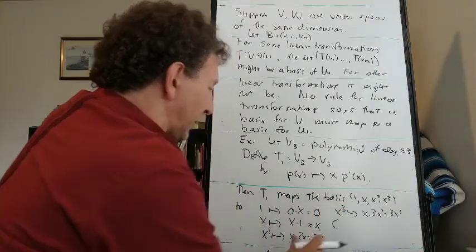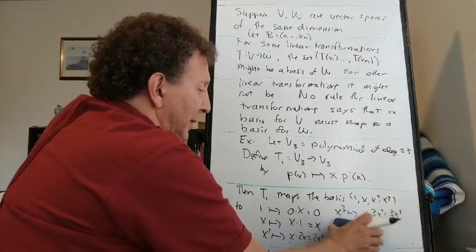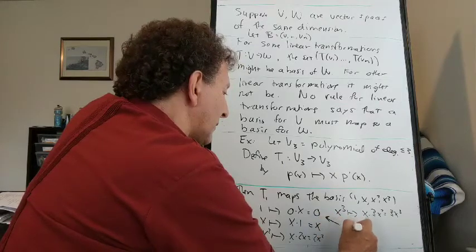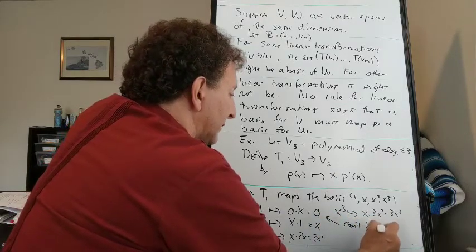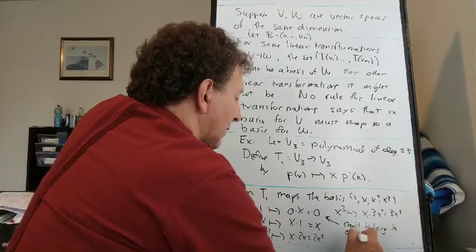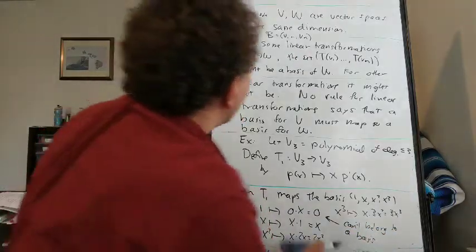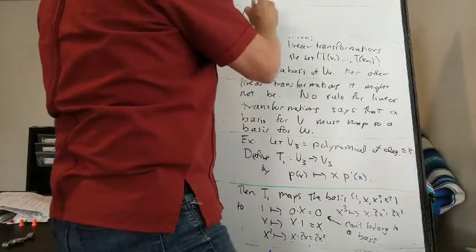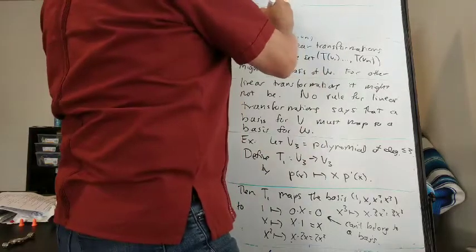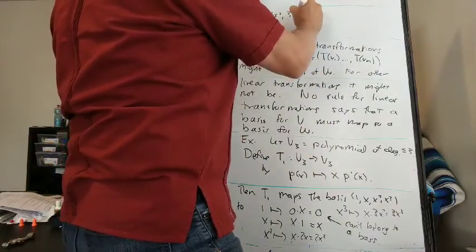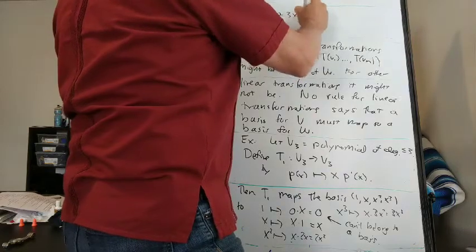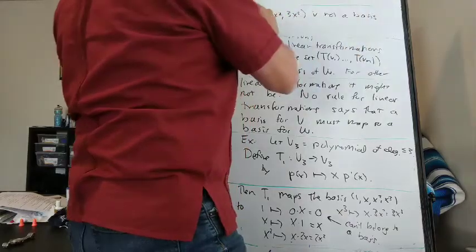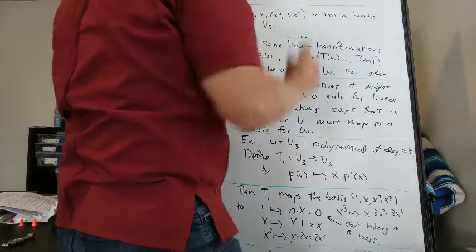And this is not a basis because it's got 0 in it. You never have a 0 as a basis element. 0 can't belong to a basis. So therefore 0, x, 2x squared, 3x cubed is not a basis of V3.